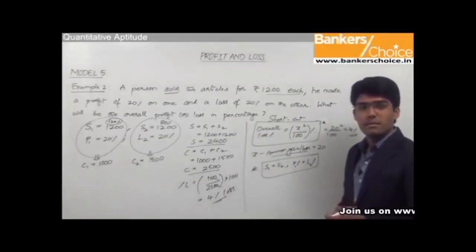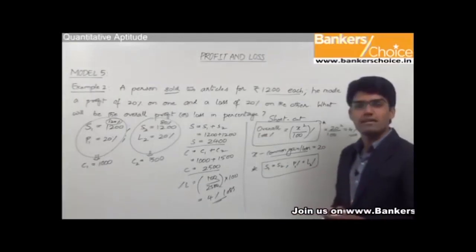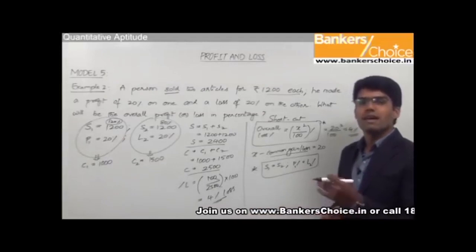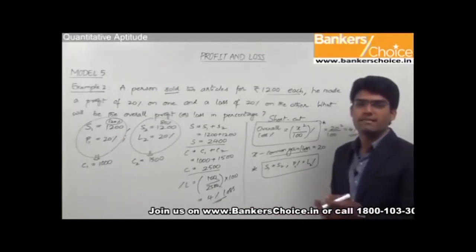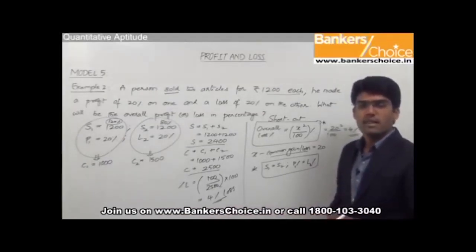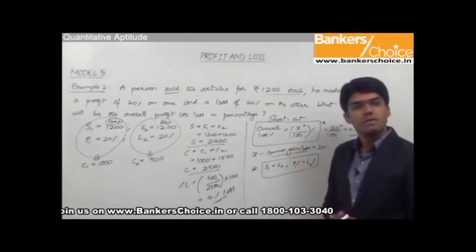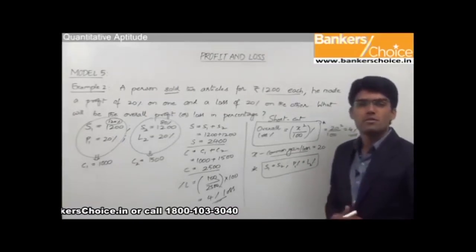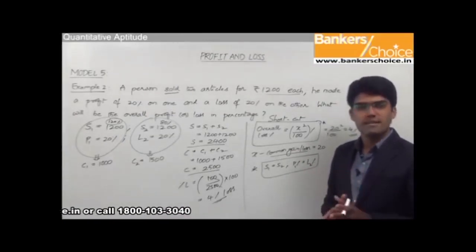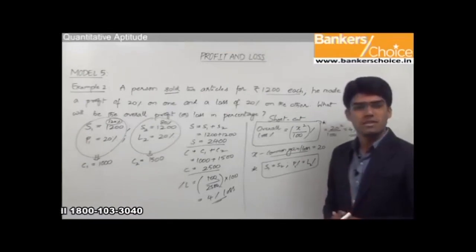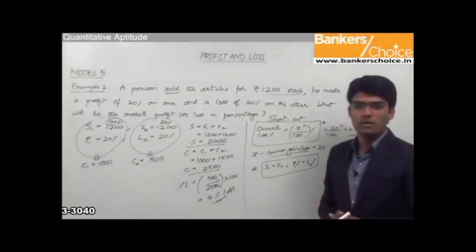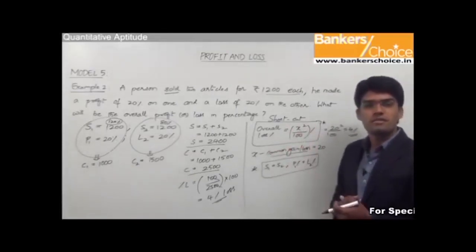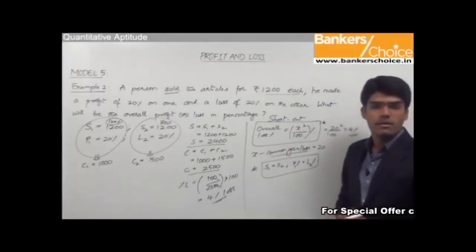So friends, simply remember that whenever the selling prices of the two articles are equal and the percentage profit on one is equal to the percentage loss on other, the answer should be x squared by 100, where x is the common gain or loss percentage. And this question is quite opposite to the previous example, where the cost prices were equal and the percentage profit was equal to percentage loss. So wherever the cost prices are equal and the percentage profit is equal to percentage loss, the answer has to be no profit, no loss. And wherever selling prices are equal and the percentage profit is equal to percentage loss, the answer can be taken as x squared by 100.